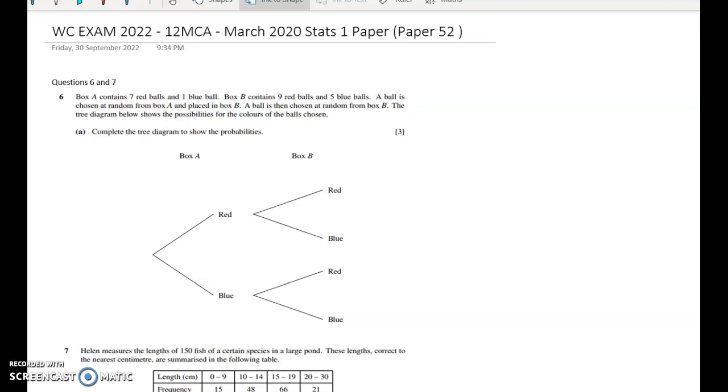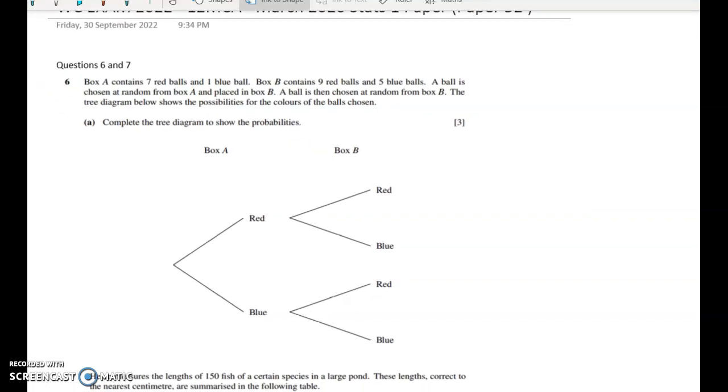I talked about this at the end of the last video a wee bit, but what we've got is two boxes, and we've got red and blue balls in each box. Box A has got 7 red ones and 1 blue ball, and then box B starts off with 9 red and 5 blue. And then a ball gets picked from box A and it gets stuck into box B. So in the first bunch of the tree we're going to have a number out of 8, because we've got 7 red and 1 blue ball. So we'll put those onto our tree first: 7 out of 8 here and 1 out of 8 here.